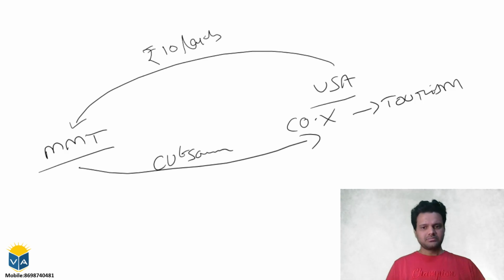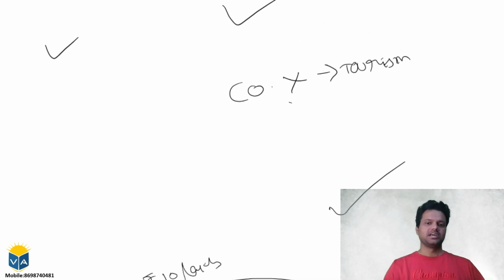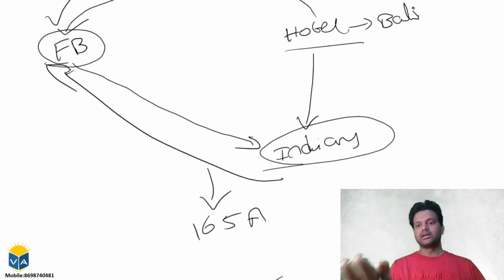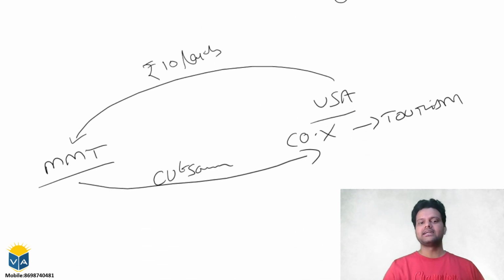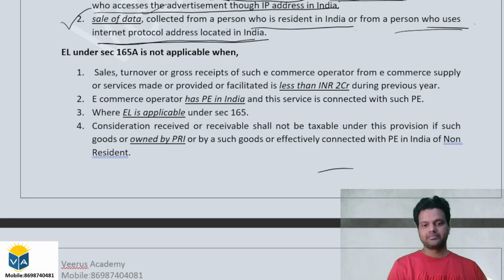So till now, I gave you two examples. One is related to Facebook and the hotel in Bali. That is actually related to the sale of advertisement, the point number one. And the second example, point number two, is Make My Trip and Company X in the USA for the sale of data. Now we have covered the specified circumstances under the equalization levy.